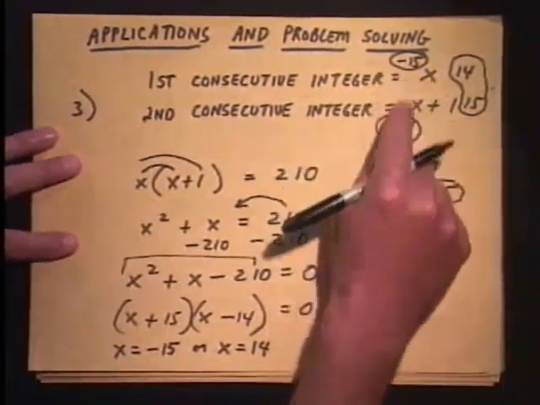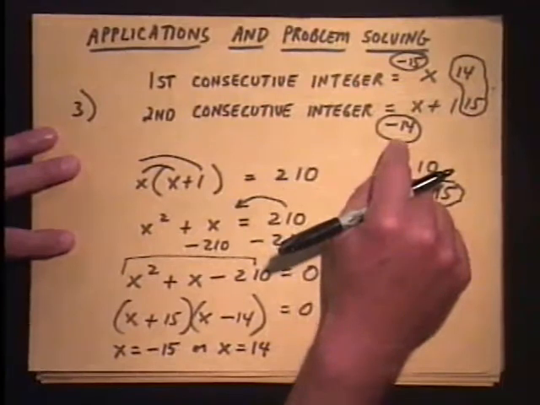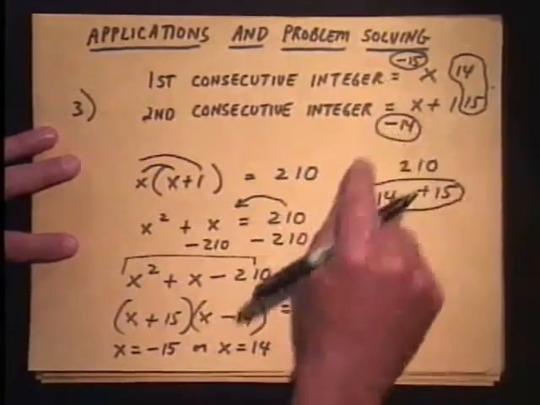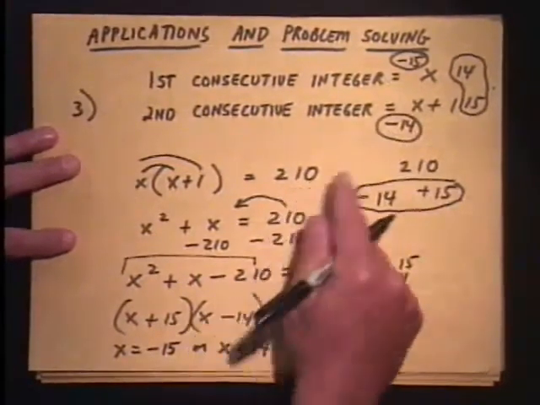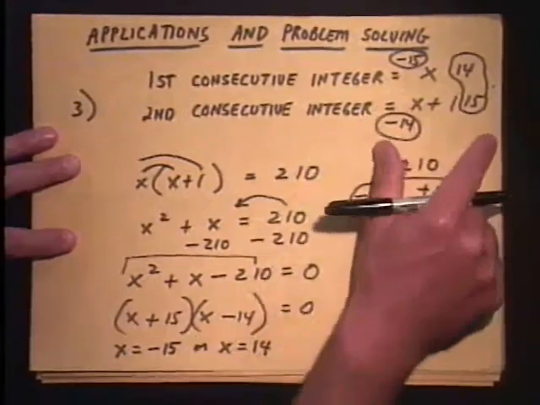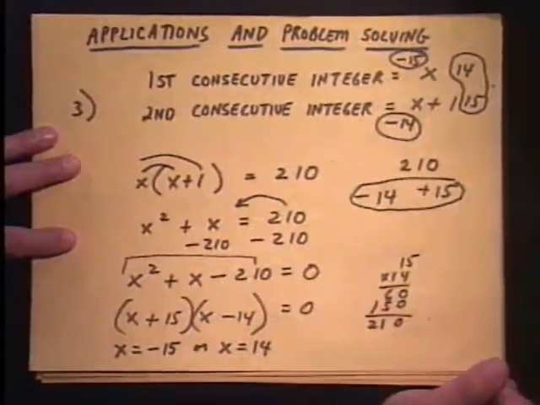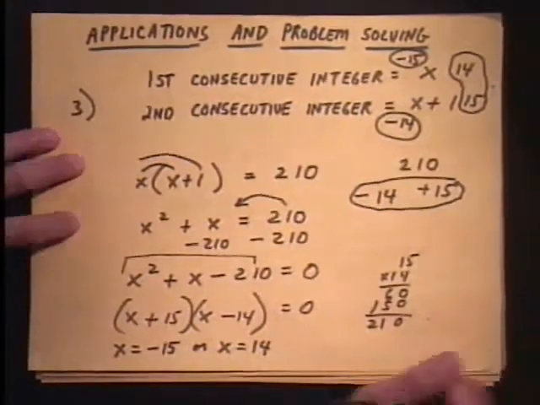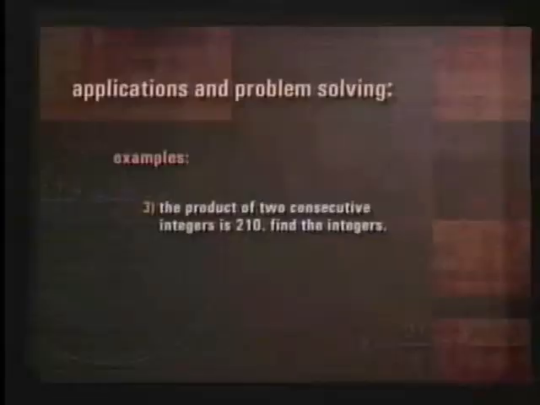Now, are negative 15 and negative 14 consecutive integers? Yes. If I multiply them together, do I get positive 210? You betcha. So two sets of solutions for this application problem. Let's move on to the next graphic now, the next example.